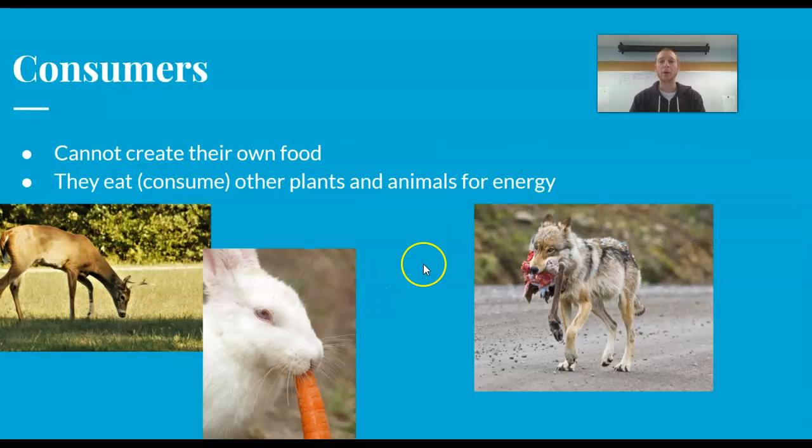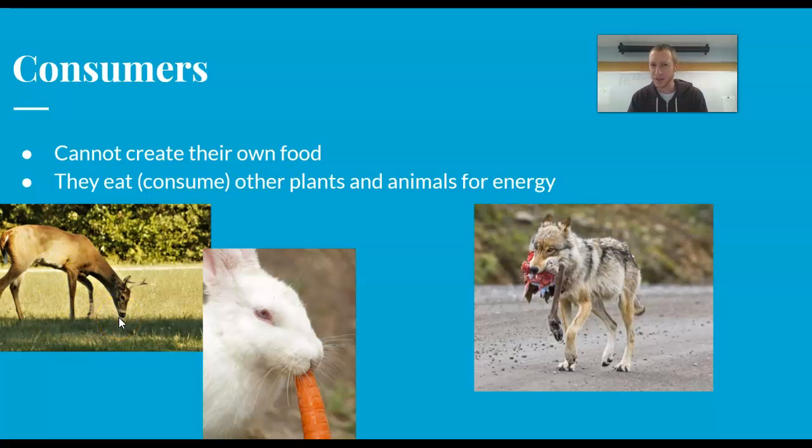Now, consumers are our next type of organism. Unfortunately, consumers cannot create their own food. They can't produce their own food, but what they can do is consume or eat other plants and animals for their energy. Here we have a deer eating grass. So the grass here is a producer. It makes its own energy, takes the energy from the sun and makes its own food, and then the deer can come along and eat that grass.